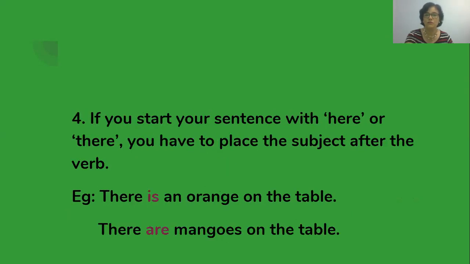The fourth one, if you start your sentence with here and there, you have to place the subject after the verb. That's why in the first example, an orange is placed after the verb. Mangoes in the second example is placed after the verb. And in the first case, it is singular, so there's is there. And in the second case, there are many mangoes, it's plural, and so there are is written there.